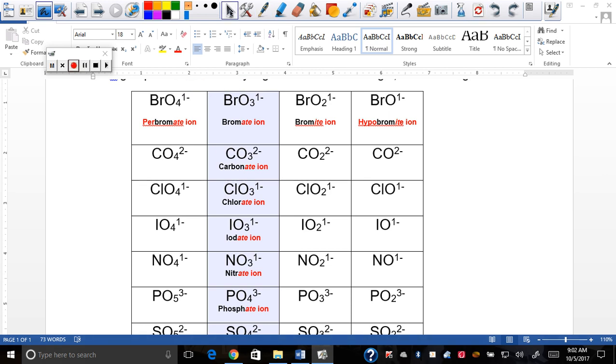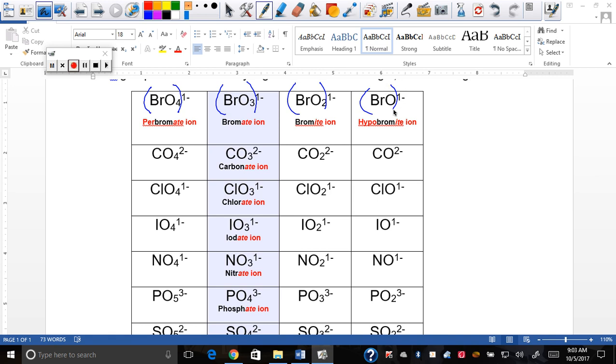Notice the names. Let's start with these things on top. Let's start with perbromate. Perbromate has BrO4, four oxygens. I want you to take your pencil and draw parentheses around this whole thing so that you understand the whole thing is -1 charge. Bromate has BrO3, three oxygens. Bromite has BrO2, and hypobromite has only 1.